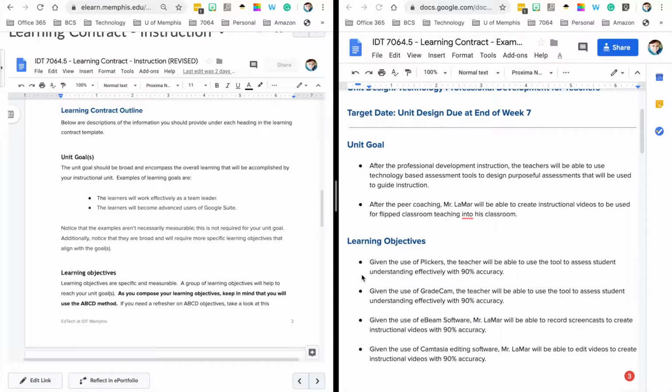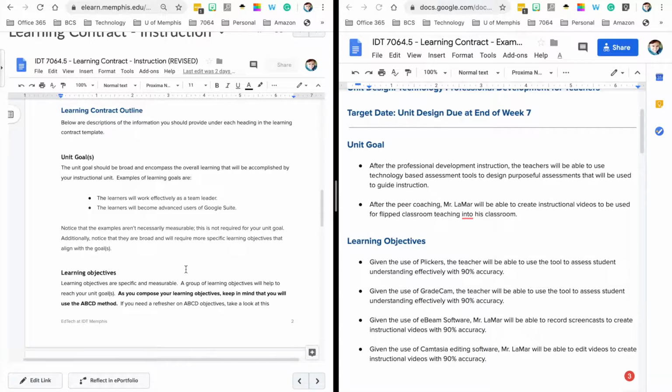And over in our example that we've given you for the learning contract, after the professional development instruction, the teachers will be able to use technology-based assessment tools to design purposeful assessments that will be used to guide instruction. So here, this is again just an overall broad unit goal. It doesn't mention any specific technologies or anything to that degree.